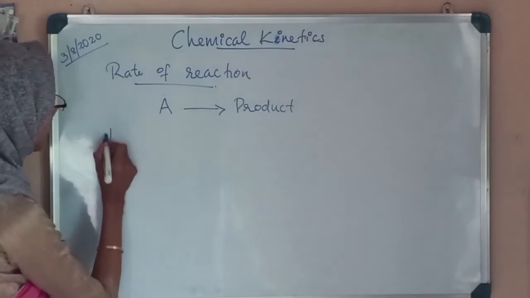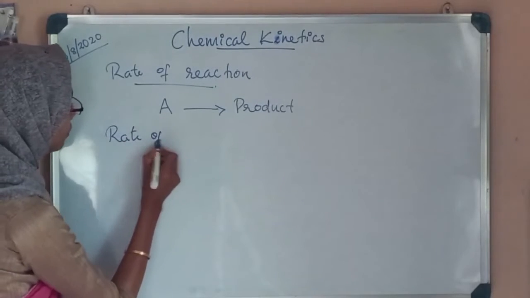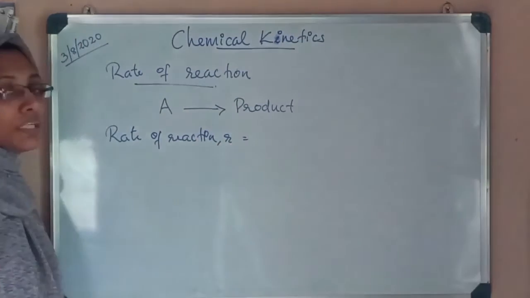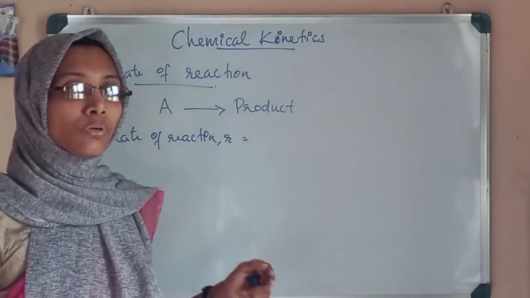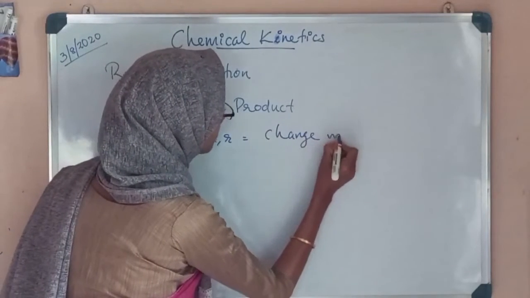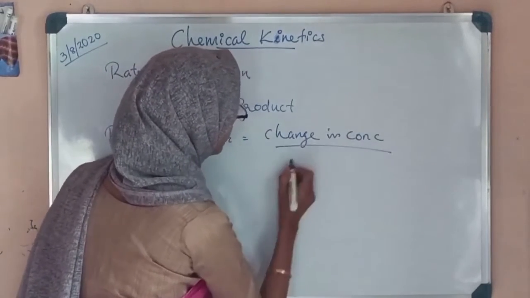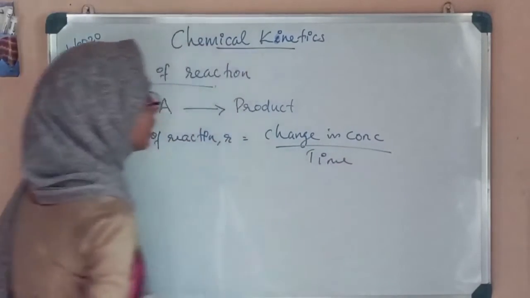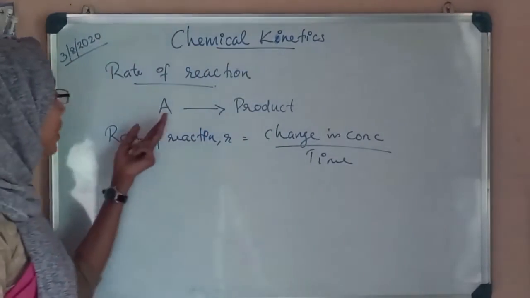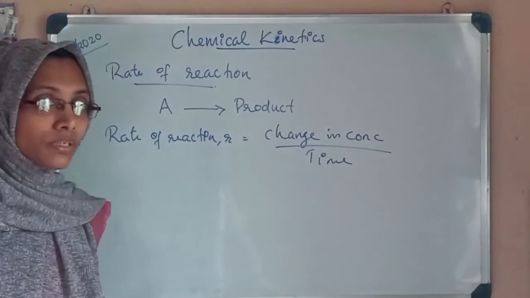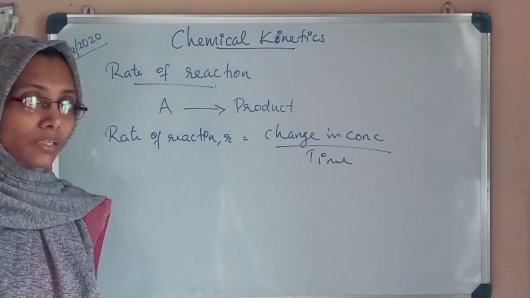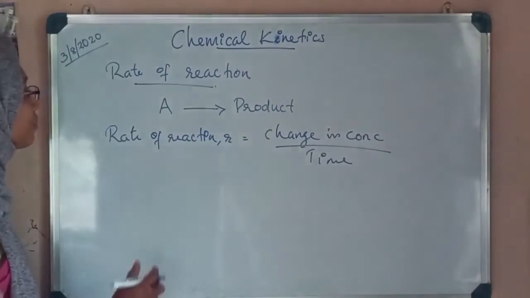That is, rate of reaction means the change in concentration per unit time. That is, the rate of the reaction is given by change in concentration divided by time. Then we can express the rate of the reaction in two terms, either in the decreasing concentration of the reactant or the increasing concentration of product.